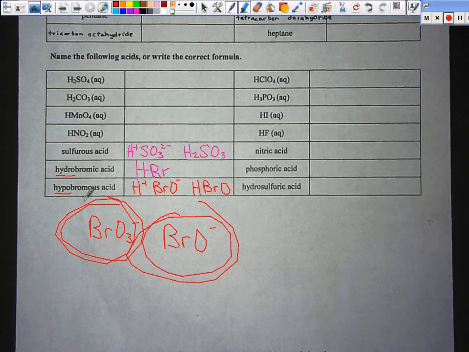Okay, nitric. Ic comes from ate, so that is nitrate. So it's just HNO3. And the reason why is because H is a positive, nitrate is a 1 negative. Phosphoric. Be very careful here. H3, ic comes from ate. What is phosphate? PO4, 3 negative. So when you crisscross here, you get H3PO4.